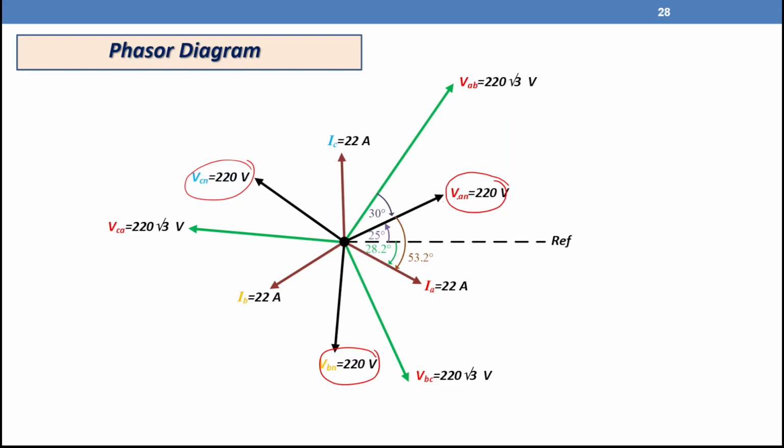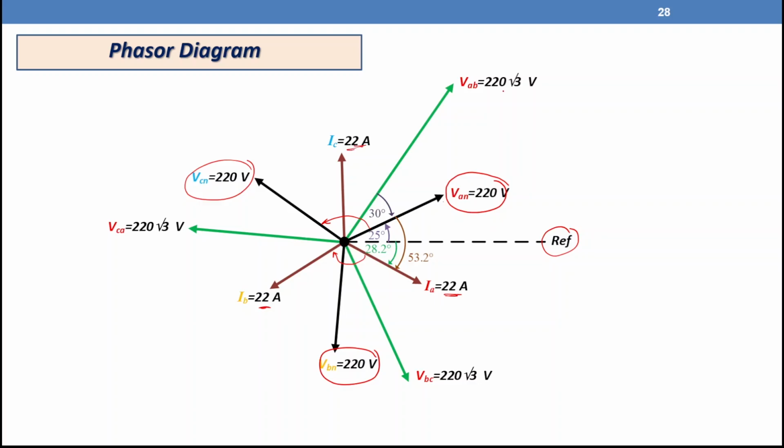So the angle of VAN is 25 degrees from the reference, which is 0 angle. VBN is shifted 120 degree from VAN, and VCN is shifted 120 degree from the other side. What about the current? The current is something like 28.13 degrees, or we can write it 28.2 degree from the reference, and phase B current is shifted 120 degree from phase A current, and IC is shifted another 120 degrees. The same amplitude, which is 22 ampere, because the system is balanced.